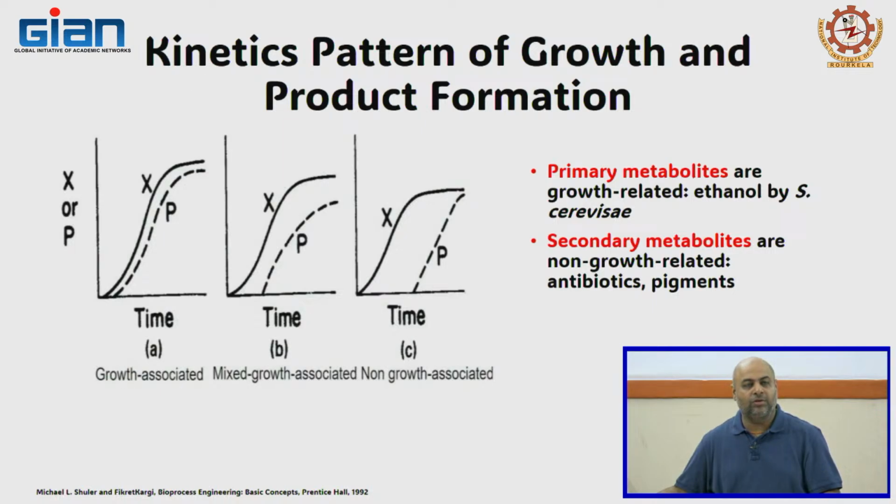Now, this is how your growth associated product formation, the mixed growth associated product formation and the non-growth associated product formation looks like. The primary metabolites are your growth related, for example ethanol by Saccharomyces cerevisiae. The secondary metabolites are non-growth related, like antibiotics and the pigments. So, if you are looking at the natural color being produced, you are looking at it in the non-growth associated phase. If you are looking at the antibiotic production, it is in the stationary phase again. And this is where your mixed growth, this is non-growth, and this is where your mixed growth phase takes place.